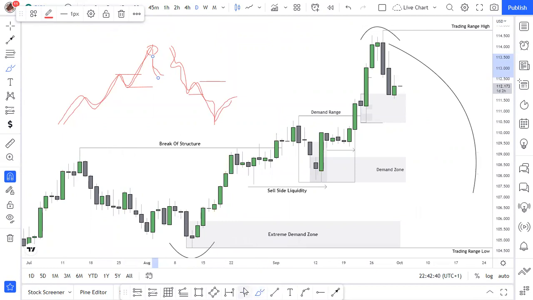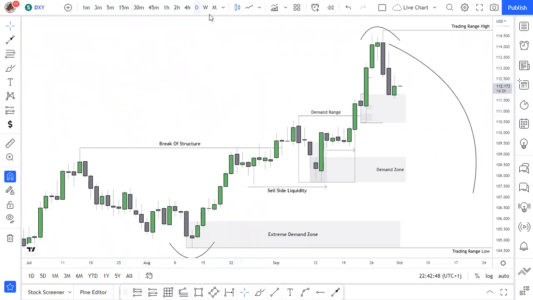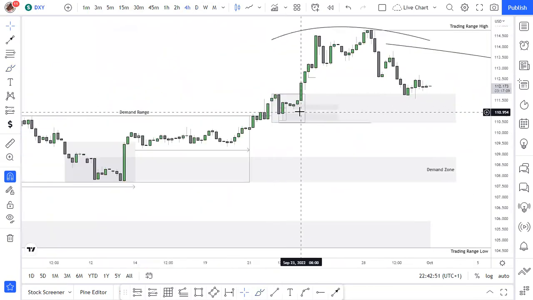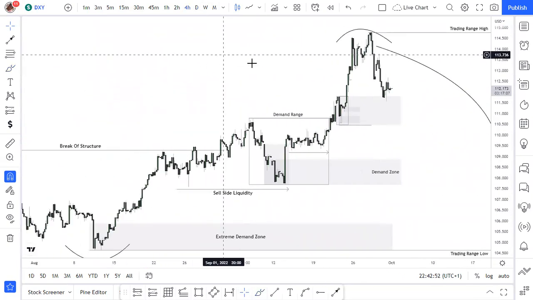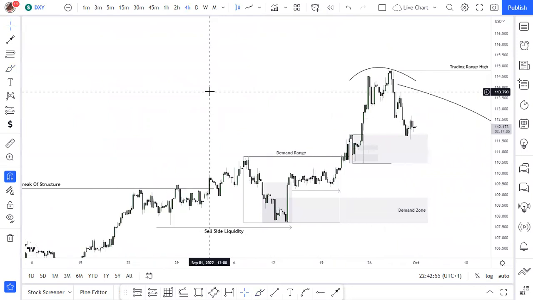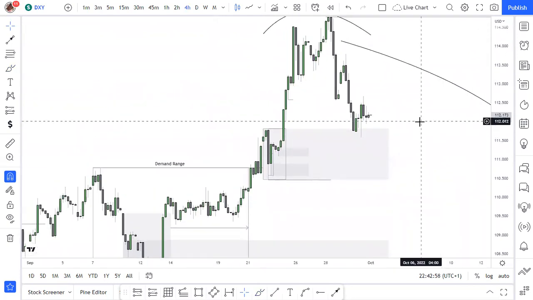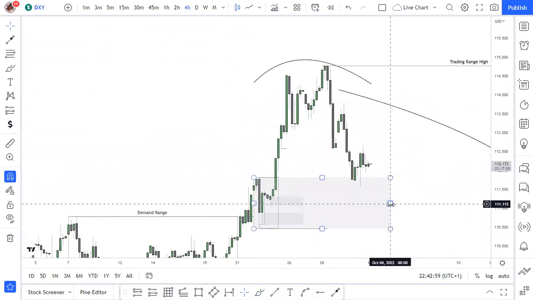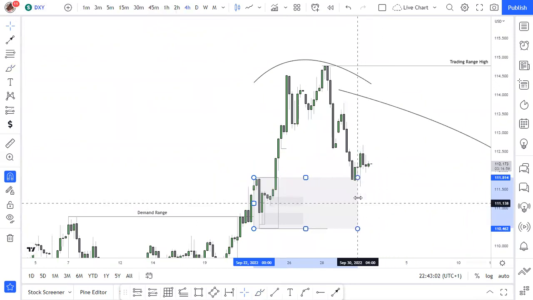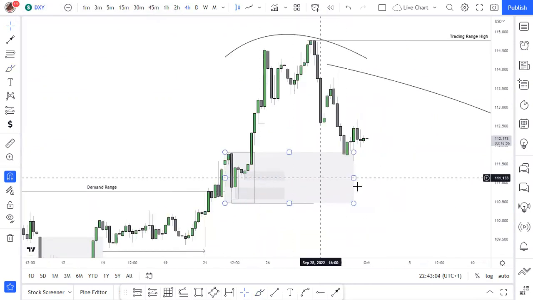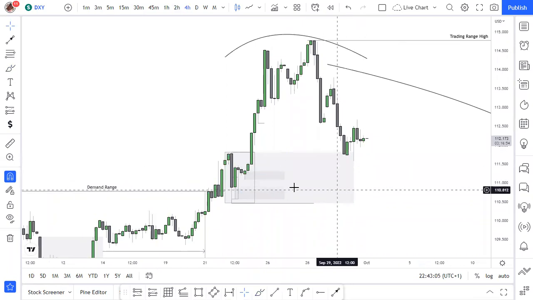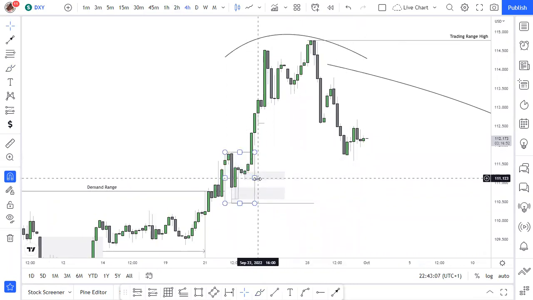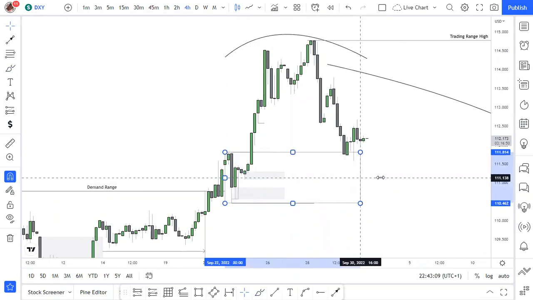So going down to the 4 hour time frame. So here on the 4 hour, we can see that we've had that break of structure. I remember last week I talked about this zone here. Let me delete this. I'll just extend this one here.